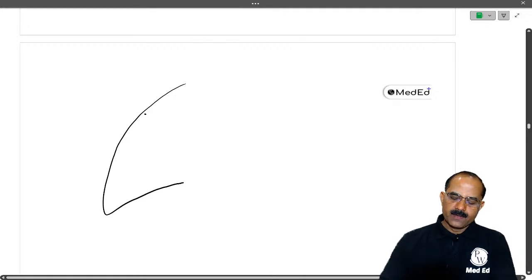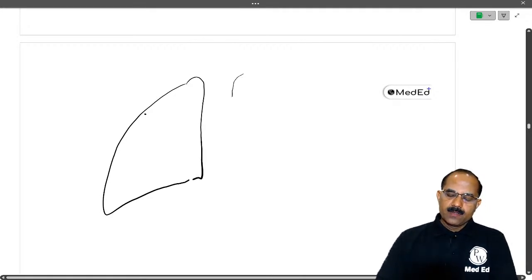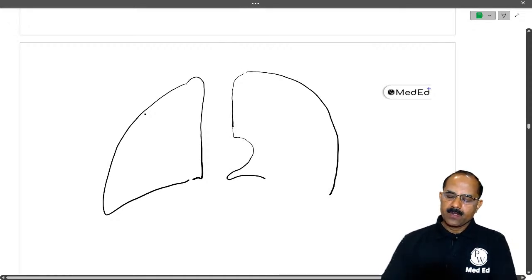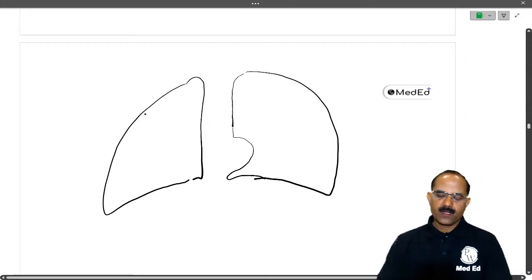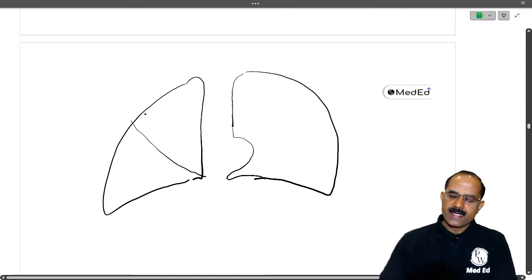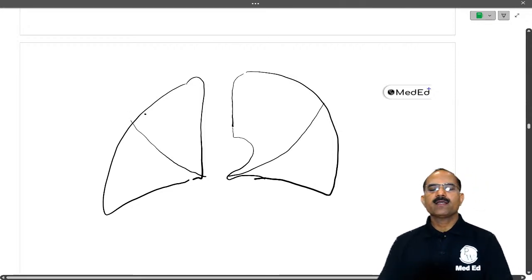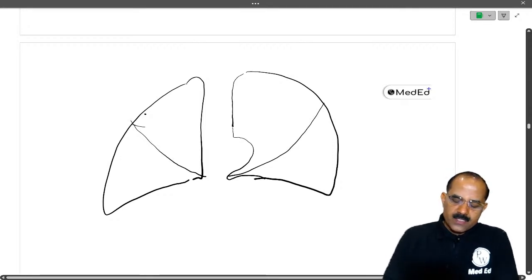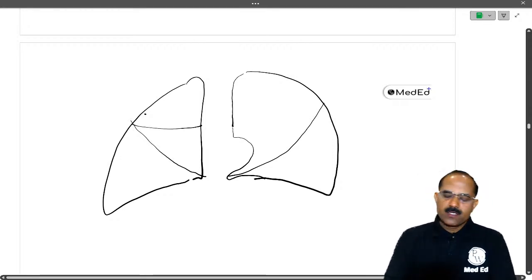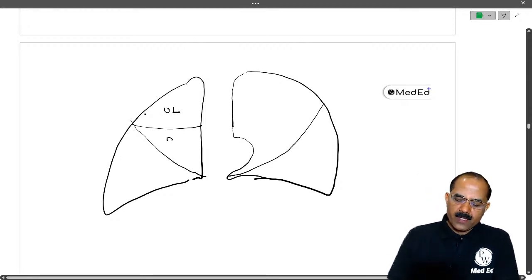That's a right lung. That's an anterior border. That's a left lung. Anterior border. That's a cardiac notch. This is lingula. That's a left lung. What is this fissure? That's the oblique fissure. ये है oblique fissure. What is this fissure? Horizontal fissure. So what is this lobe? Upper lobe. ये है middle lobe. ये है lower lobe. ये है upper lobe. ये है lower lobe.